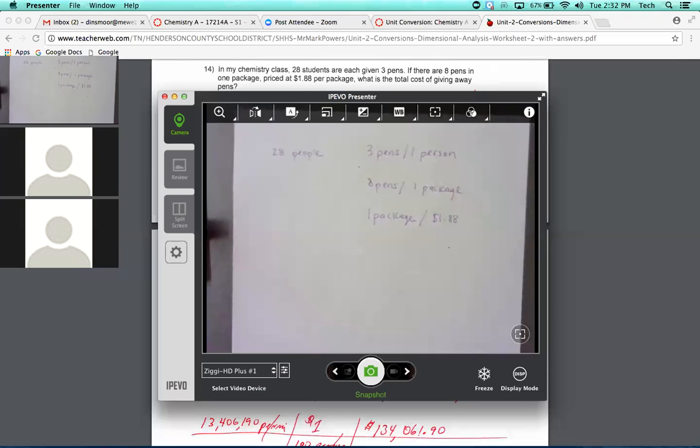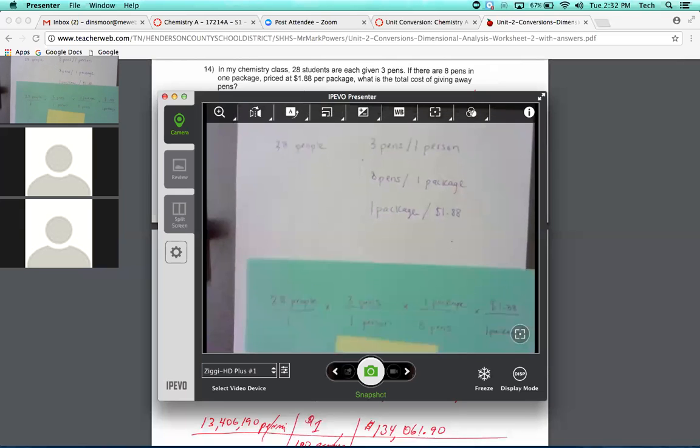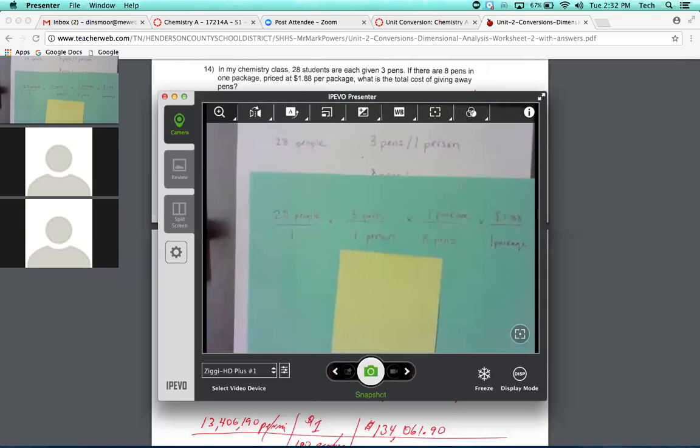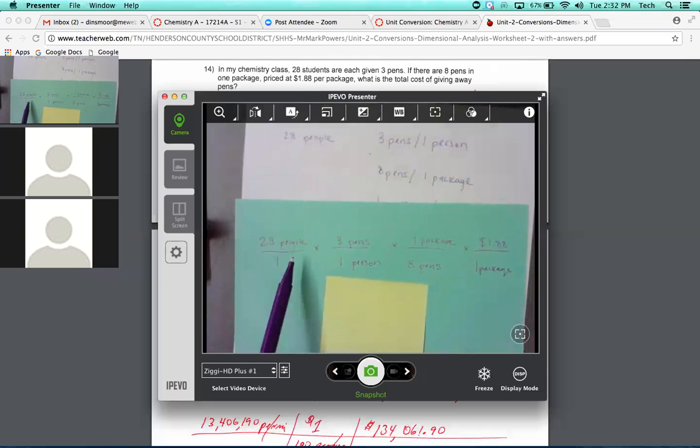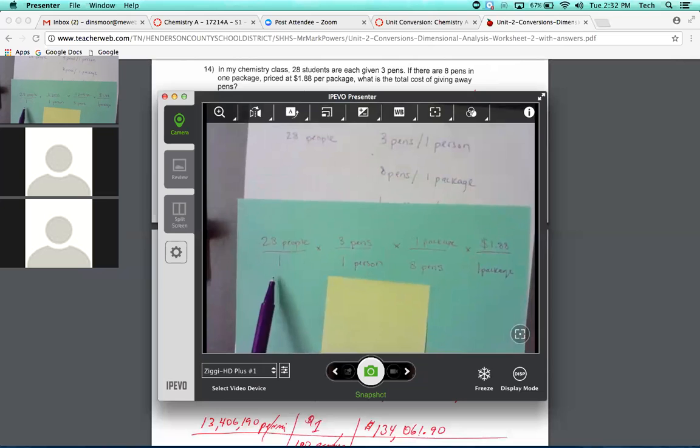Okay, so hopefully you tried to set that up, right? This is how I set it up. I just started with all that information that I already knew, right? I knew there were 28 people. I put that over 1 because there's no bottom unit here. I'm multiplying by 3 pens per person so that I can cross out people.